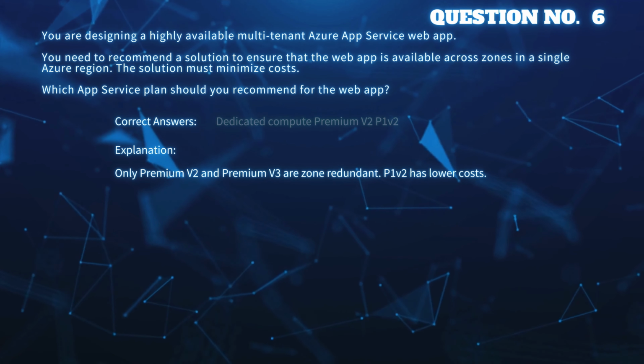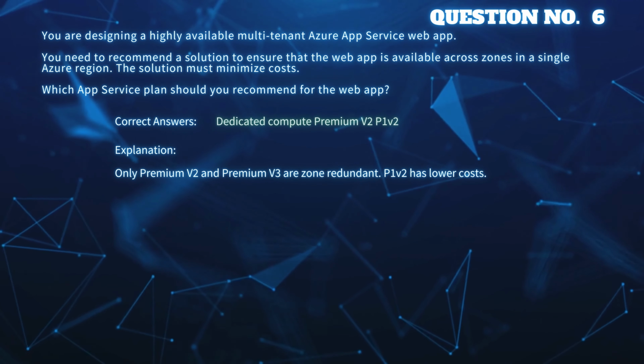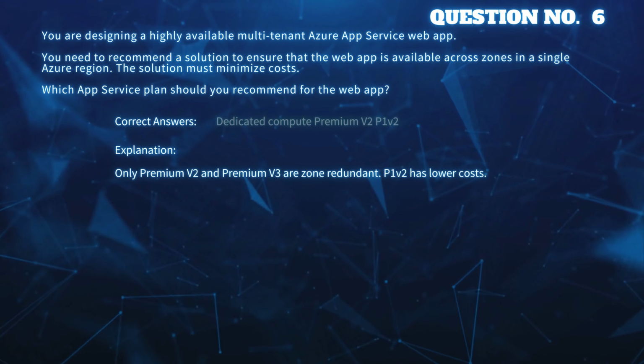Explanation, only Premium v2 and Premium v3 are zone redundant. P1 v2 has lower costs.